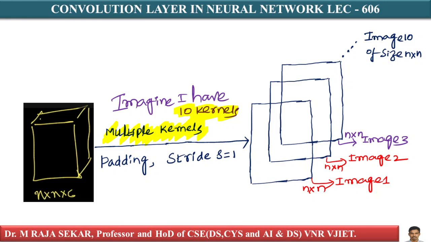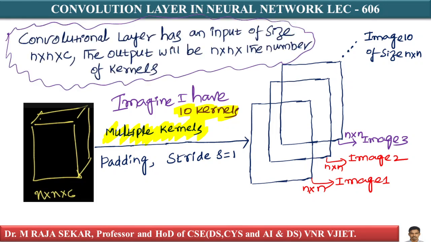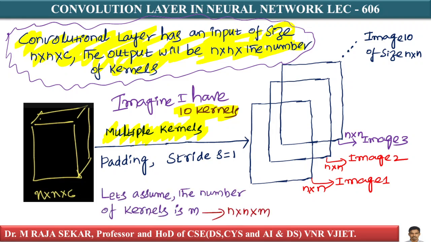The way it works is exactly like this, isn't it? So the convolutional layer has an input of size, let's say, n cross c. The output will be n cross the number of kernels. Let's assume the number of kernels is m. So what will I get? I will get n cross n cross m.